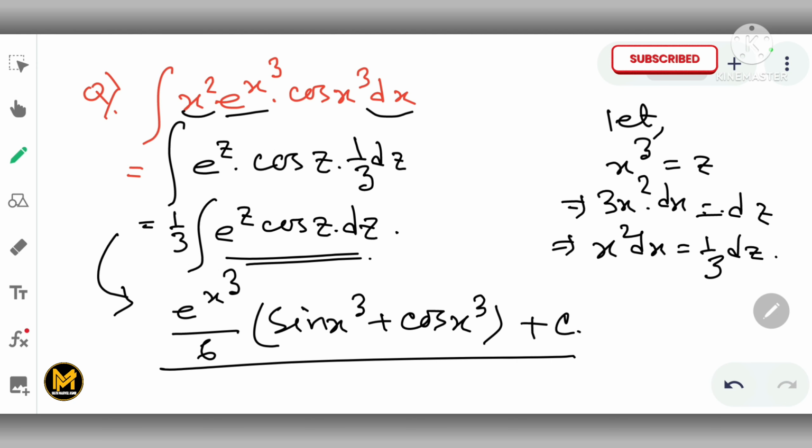This is our today's explanation about e to the power x into cos bx or e to the power x into sin bx.